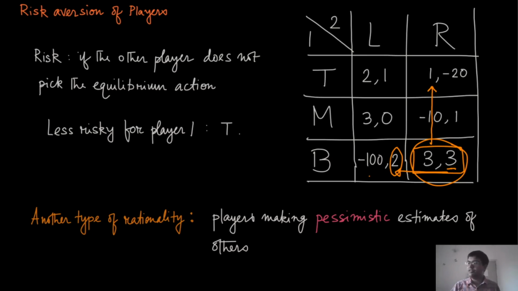What should player 1 do in that kind of situation? You can clearly see that if player 1 chooses this strategy T instead, then no matter which strategy is chosen by the other player, it is not going to lose too much. Either it can get a utility of 2 or it can get 1, but that's not a big loss. So this is the informal notion of risk aversion, where the player has very little to lose if the other player is not behaving exactly rationally. This is essentially a pessimistic estimate of the other players.